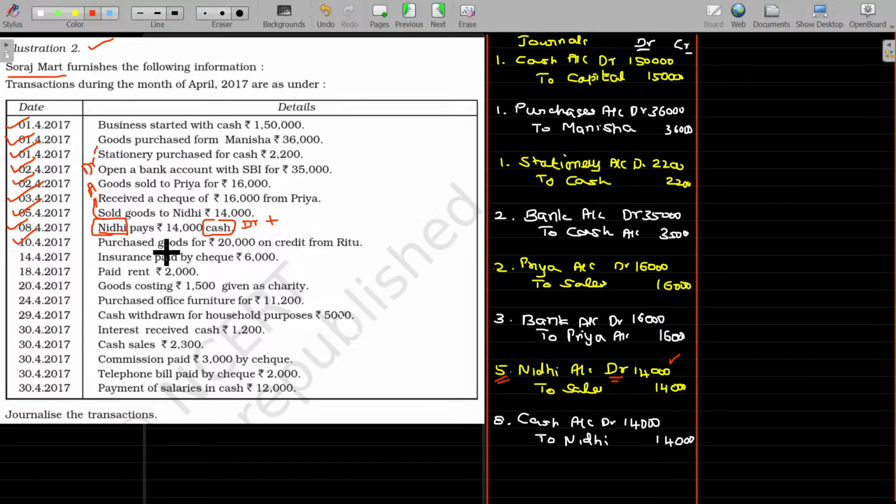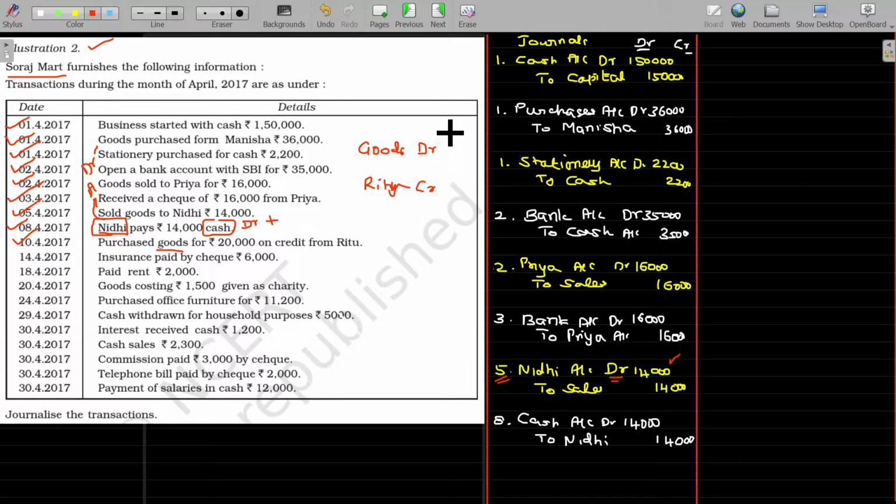10th April, purchased goods for rupees 20,000 on credit from Ritu. So, we have goods as well as another term, Ritu. Goods is always an asset, so debit balance. Ritu, from whom we have purchased without payment of money. As we have not paid any money to Ritu, now I am liable to him. So, liability is always credit balance.